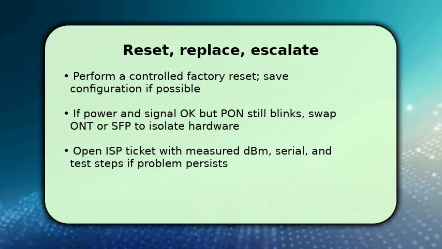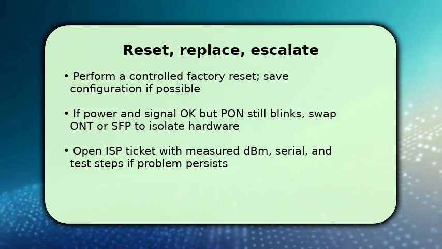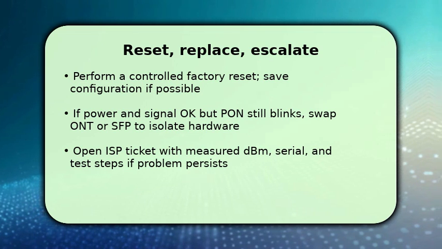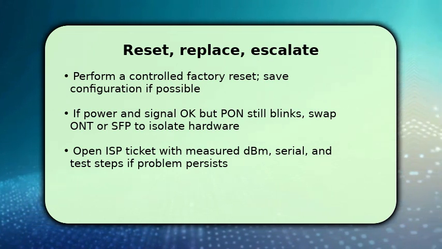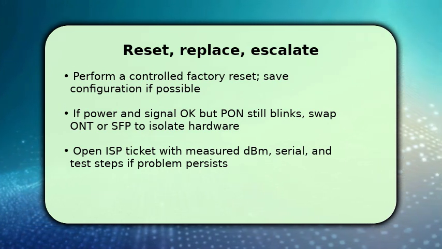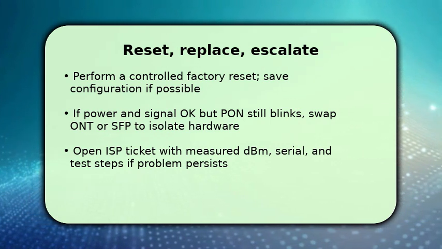Finish by isolating hardware and then escalating if needed. You'll perform a controlled factory reset to clear corrupted configs. Make sure you saved any custom settings first. If the optical power is within spec, yet the PON continues blinking, replace the ONT or SFP module to determine whether the optical port is faulty.